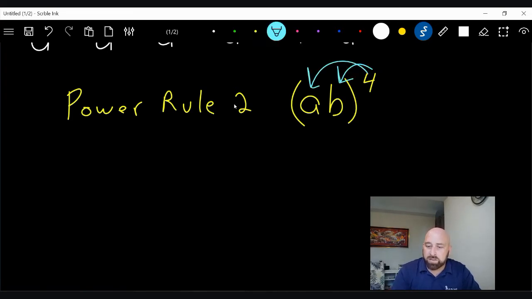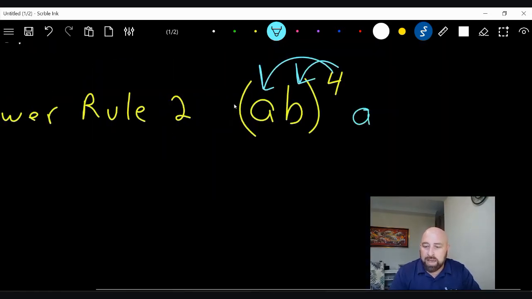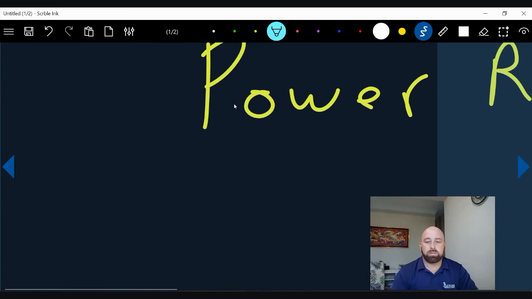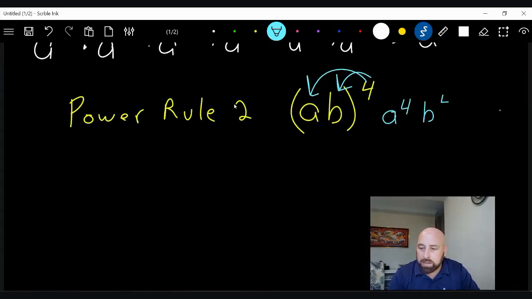So what's the answer here? The answer is, A to the 4th, B to the 4th. There we go. All right, A to the 4th, B to the 4th. That's going to be your answer there. So if you have 2 things inside to a power, you just distribute the power to both of those, and that would be your answer there.